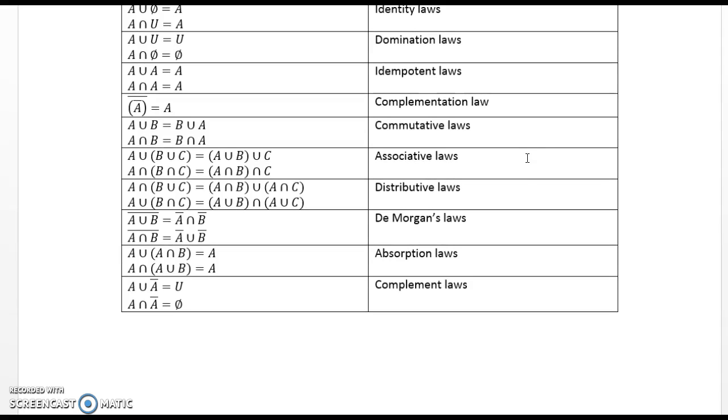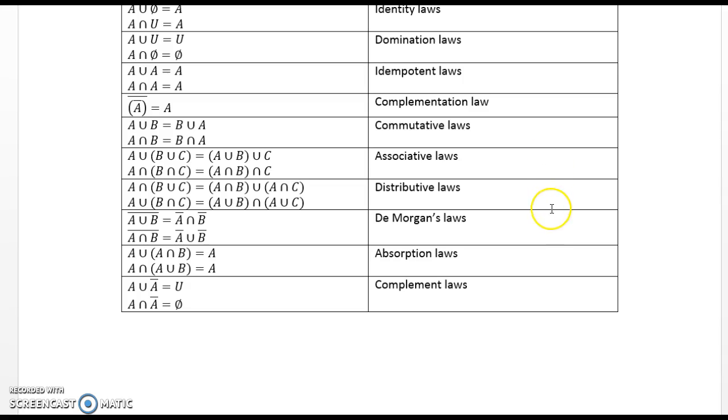We have the associative laws. A union the quantity B union C is equal to the quantity A union B, union C. And A intersect the quantity B intersection C is equal to the quantity A intersection B, intersection C. We have the distributive laws. A intersection the quantity B union C is A intersection B union A intersection C. A union the quantity B intersection C is A union B intersection the quantity A union C.